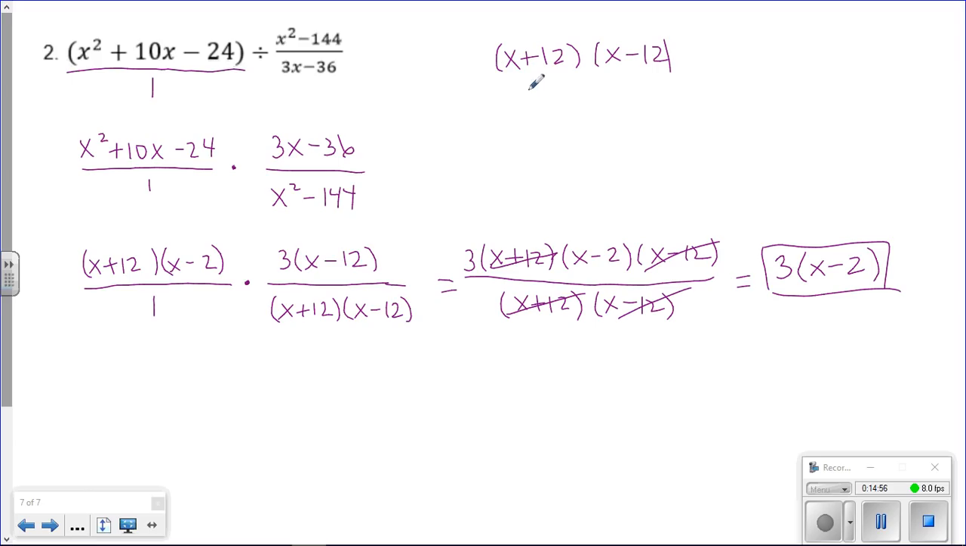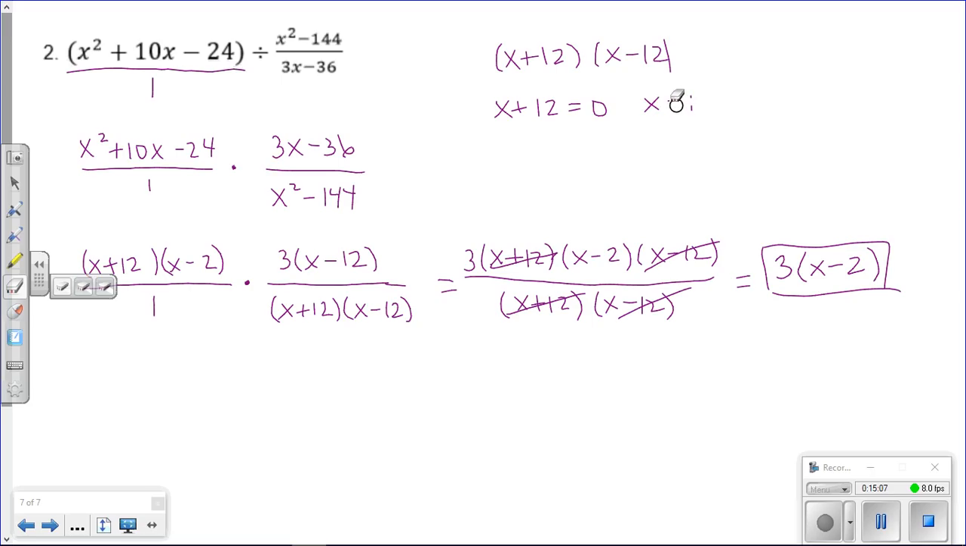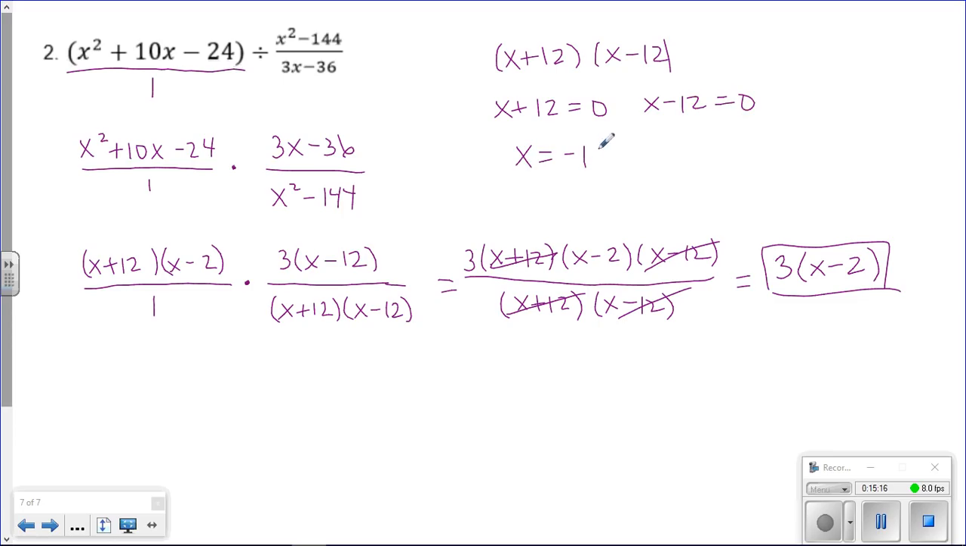So when we want to find the restrictions, we're just going to take what's in the denominator and set it equal to 0. Oops, I'm jumping ahead of myself here. That's minus 12. And then solve for x. So x equals negative 12 and x equals positive 12. So your two restrictions that you can't have, x cannot be plus or minus 12.